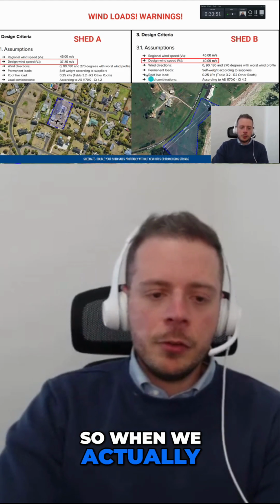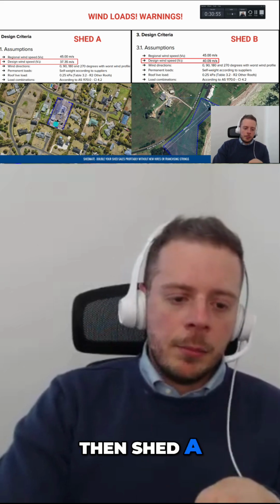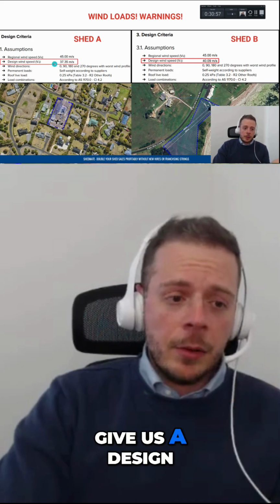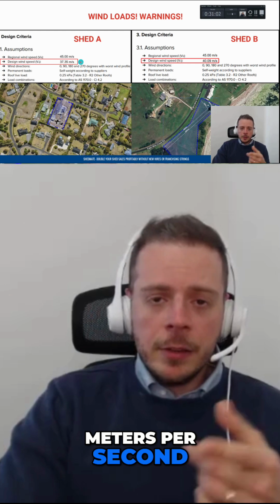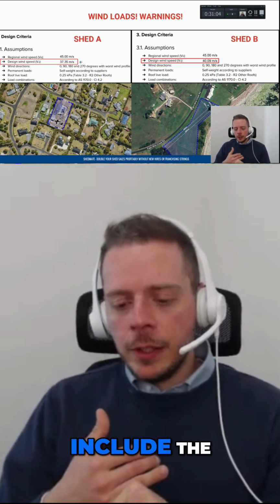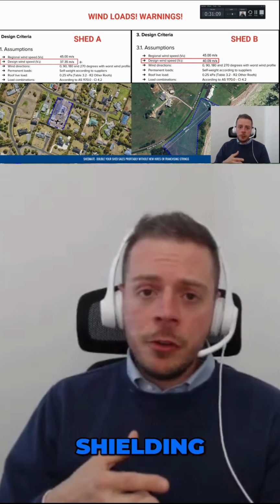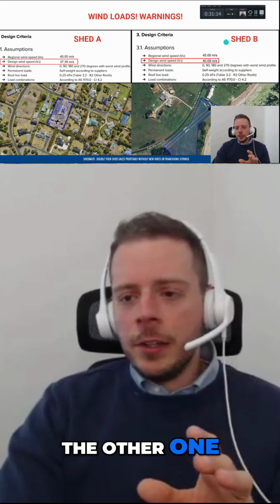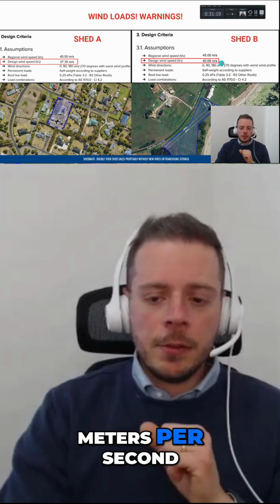So when we actually do the site-specific analysis, then shed A in Mount Gambier gives us a design wind speed of 37.35 meters per second. This is going to include the analysis of the terrain category, importance level, shielding. The other one, shed B, gave us a design wind speed of 40 meters per second.